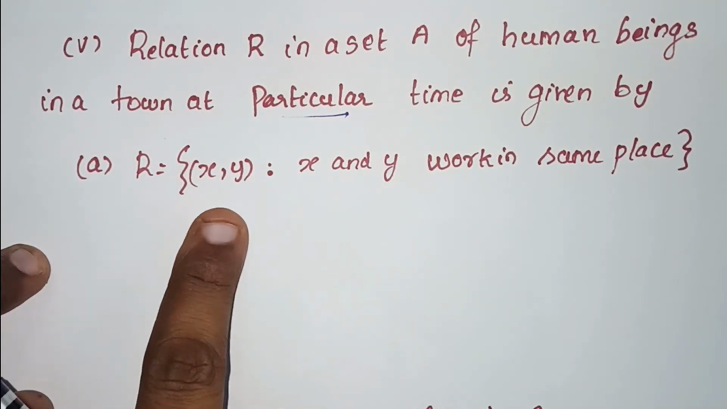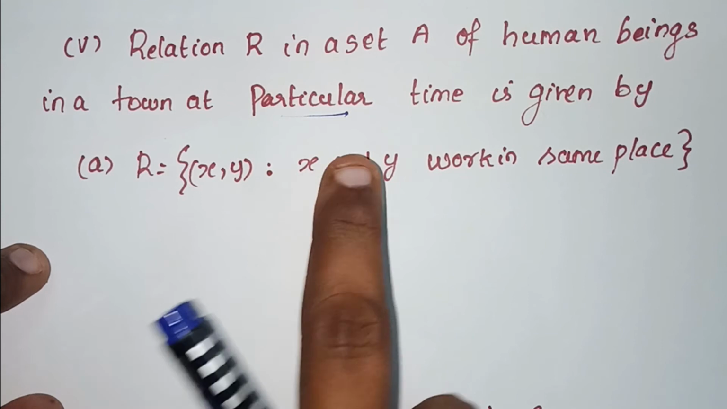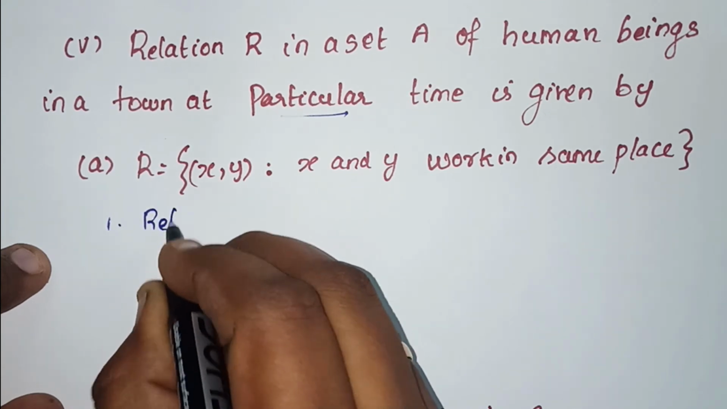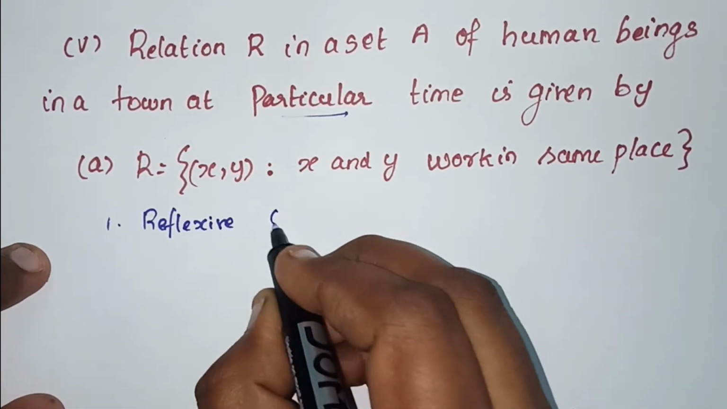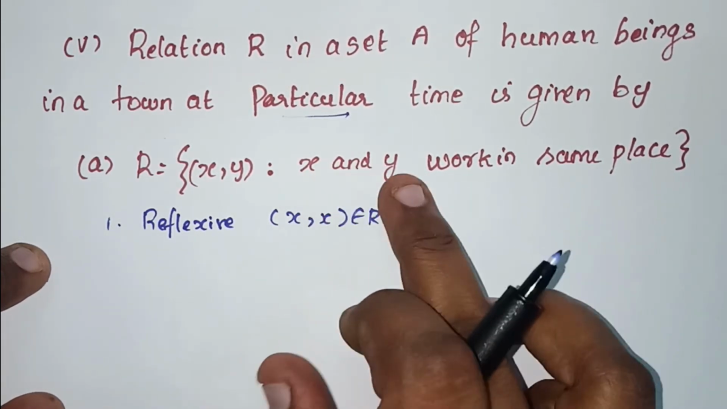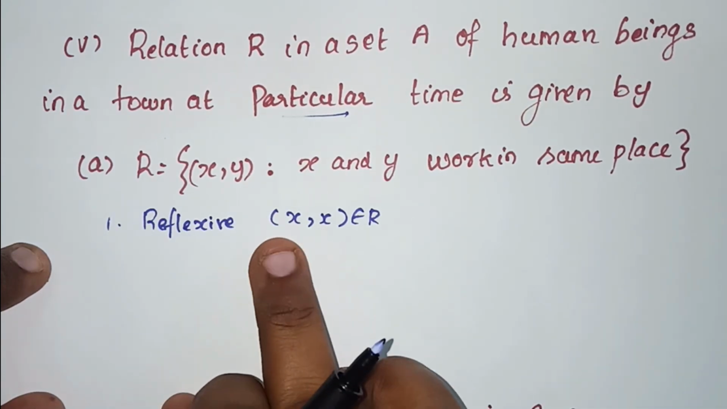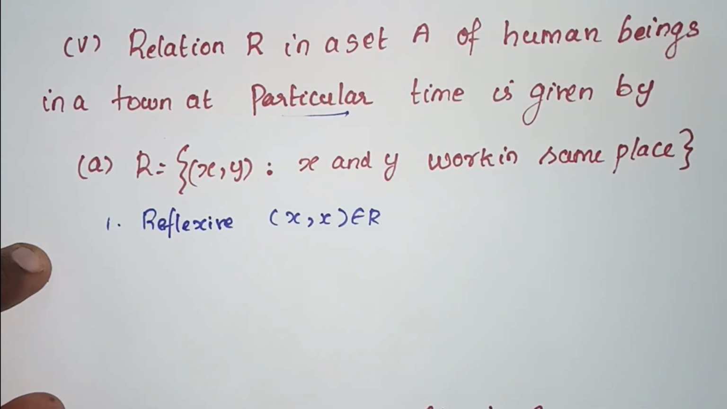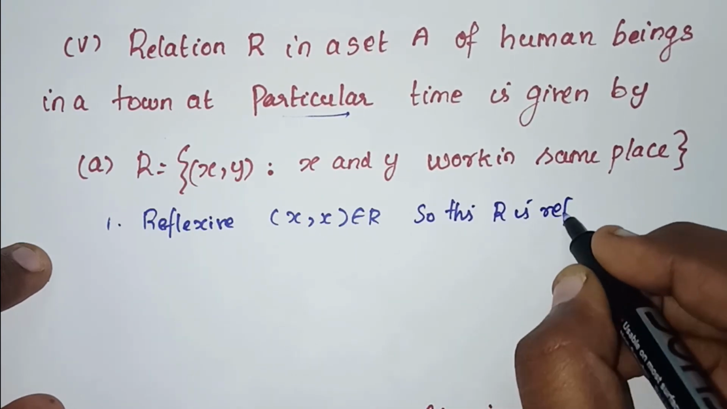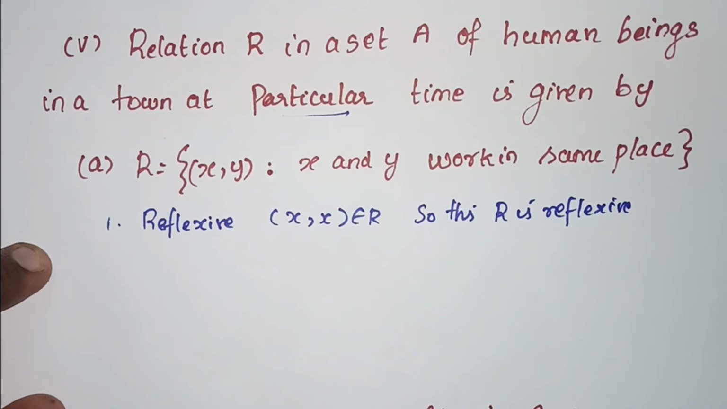First relation given is R equal to (x, y) such that x and y work in the same place, so x and y work in the same building. First we need to check the reflexive property. Reflexive property means (x, x) belongs to R. If x is one person, then (x, x) also works in the same place. That person is available in the same place. So this relation is reflexive. X and x work in the same place.